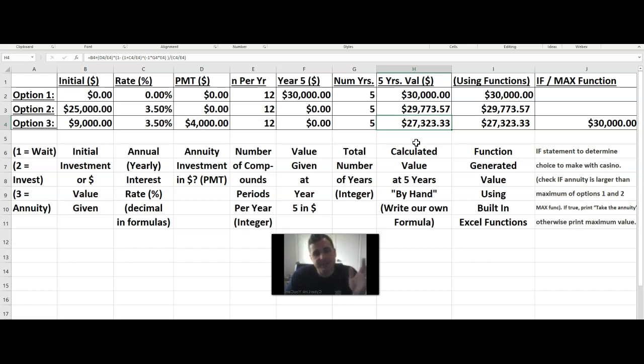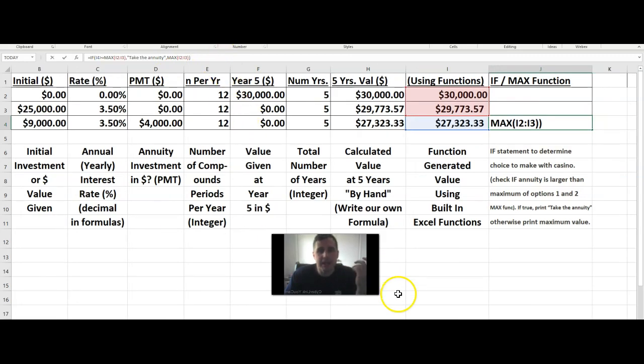Now, how do we use Excel to calculate using if and max? Well, an if statement allows you to calculate based upon whether something is true or not. The whole idea of an if statement is: if the statement here is true, then do this, and if it's false, do the other thing. So let's take a look at this if statement.